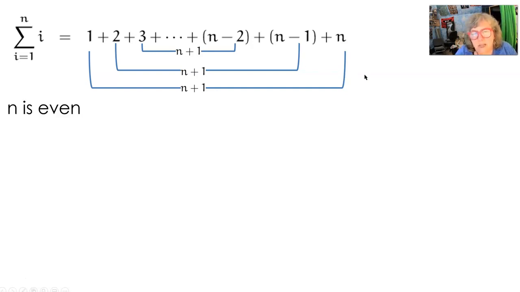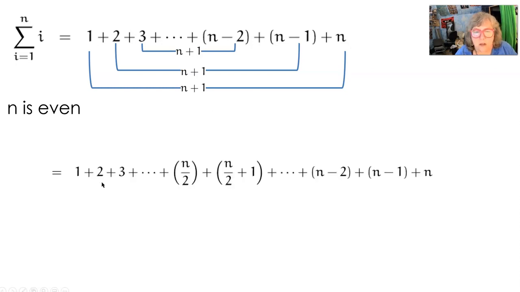If n is even, that means there's a halfway point. That means I can say n divided by 2 and still have an integer. So that means if I'm adding 1 through n, someplace in the middle I'll hit n over 2. And then the next one is n over 2 plus 1, on up to the end.